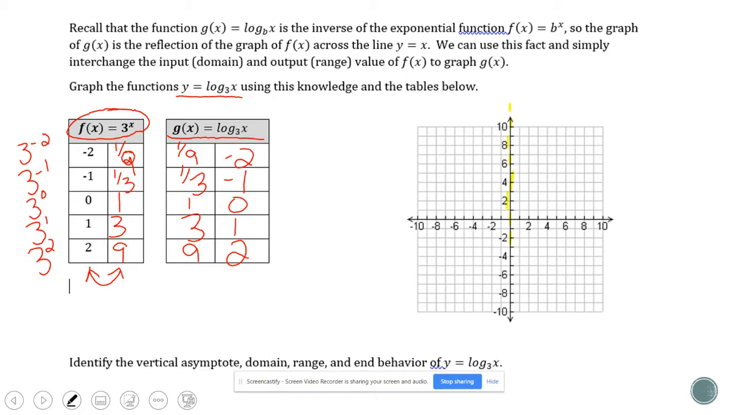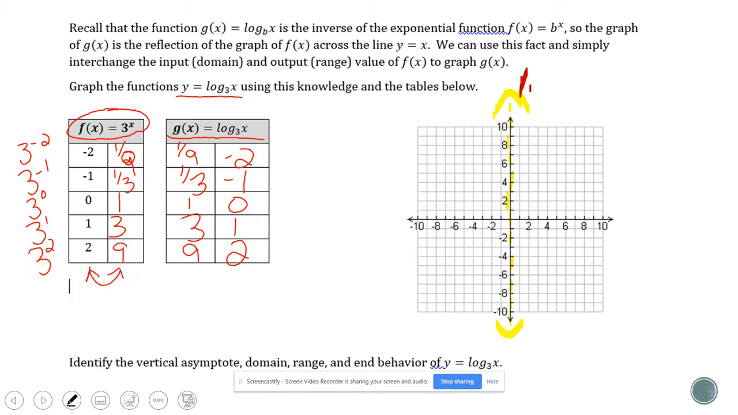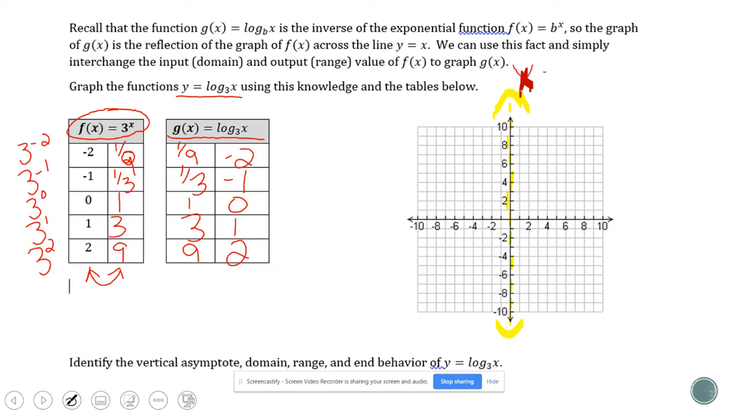Log graphs, just like exponential graphs, have asymptotes. The asymptotes of our parent function graphs always start at x is equal to 0. For exponential, it was y. For log graphs, it's x. So x is equal to 0.